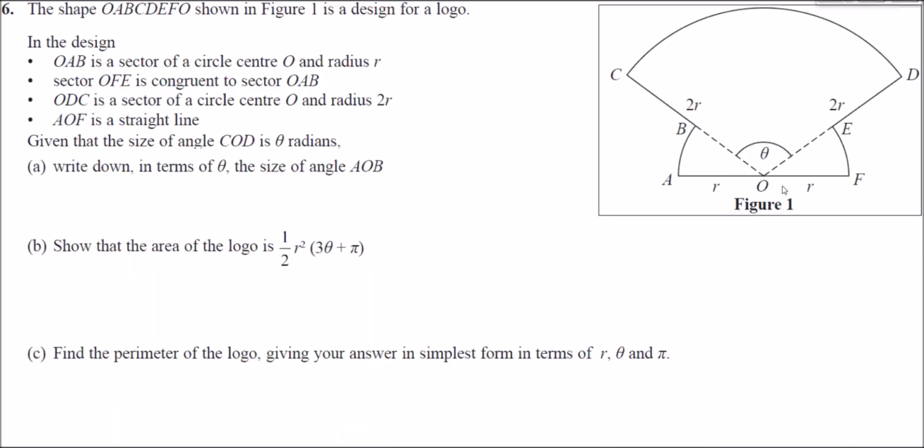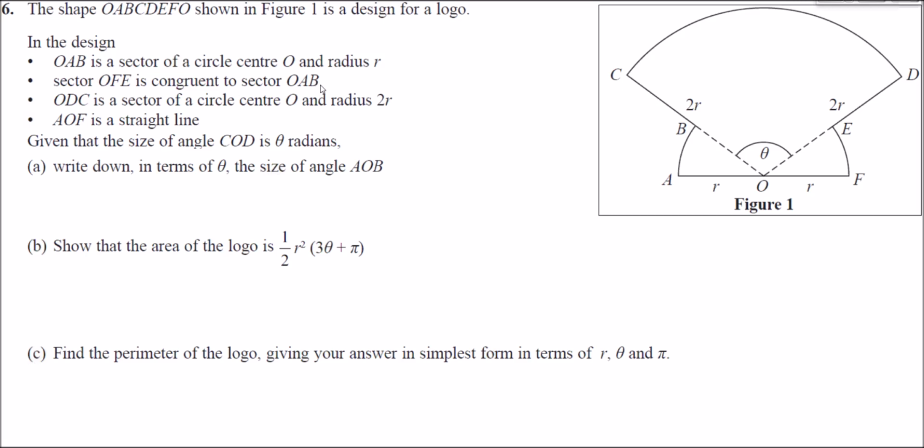So I've got this weird shape here for question 6. So the shape itself has got a weird enough name to say. So the shape OABCDEFO, shown in figure 1, is a design for a logo. So in this particular design, OAB is a sector of a circle, centre O, radius r. Sector OFE is congruent to sector OAB.